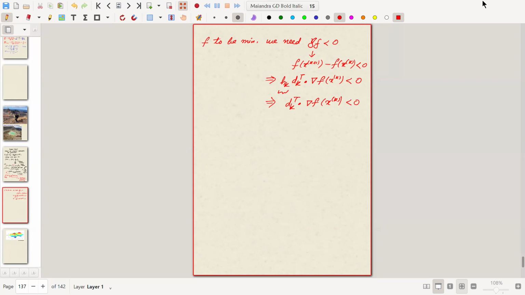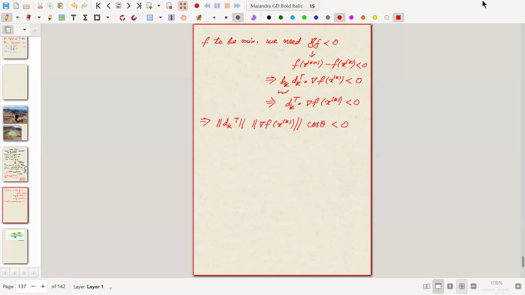If you want your function to attain the minimum, then this condition should be satisfied. Now you can see how we are building up the theory for f to reach a minimum using gradient descent. All right, so what does this dot product mean? Can we take the dot product now? If we take the dot product, what will we have? Norm of dk transpose, norm of grad f at xk, times the cos theta less than 0. Good so far? So far, so good.